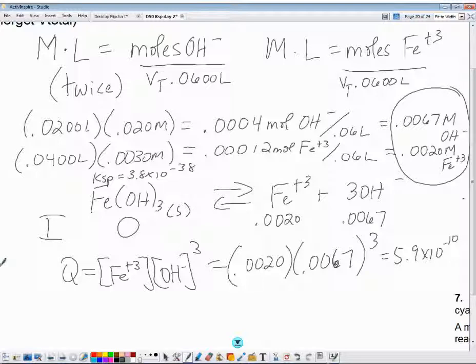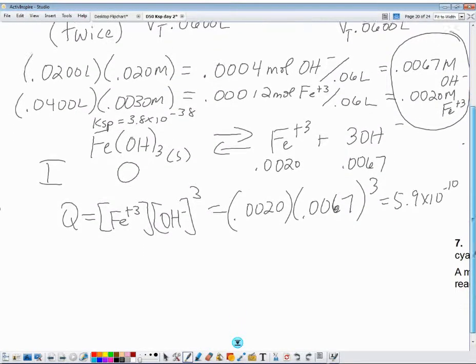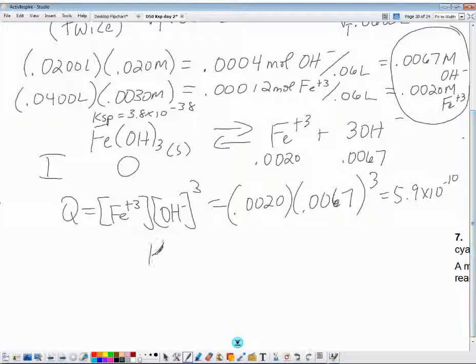All right, so let's do what we did before. Let's bring it up just a touch. All right, so how do Ksp 10 to the negative 38 and Q 10 to the negative 10, how do they compare? Q is bigger. Which way is my arrow pointing? That means I'm going to make some solid. That means I am going to have a precipitate form.